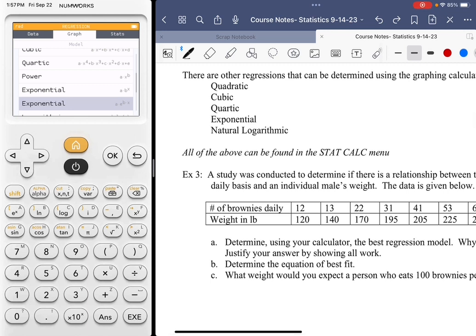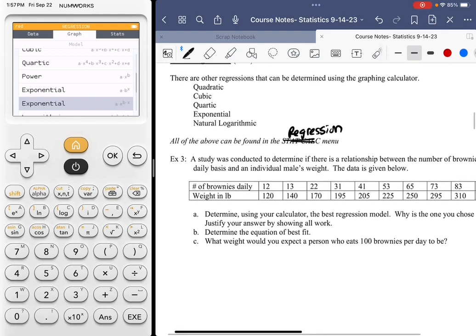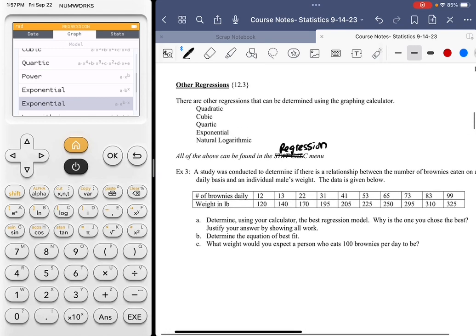Oh, and also this is outdated information. This is in the regression menu. All right, so we have the brownies, the weight, and it's going to create a pattern, so we're going to type that information into our calculators and evaluate it.